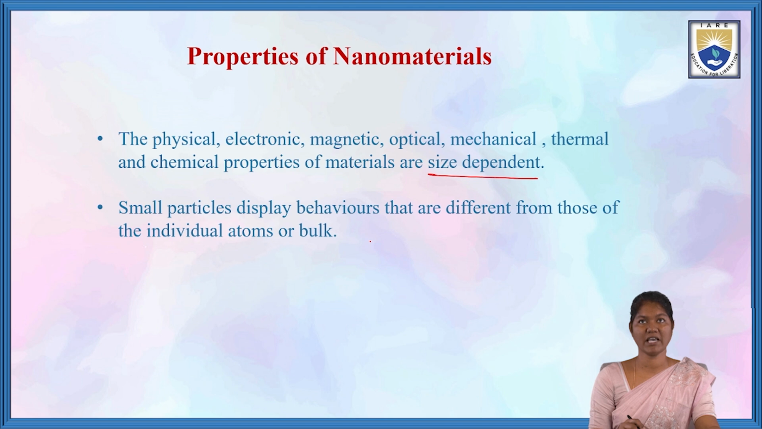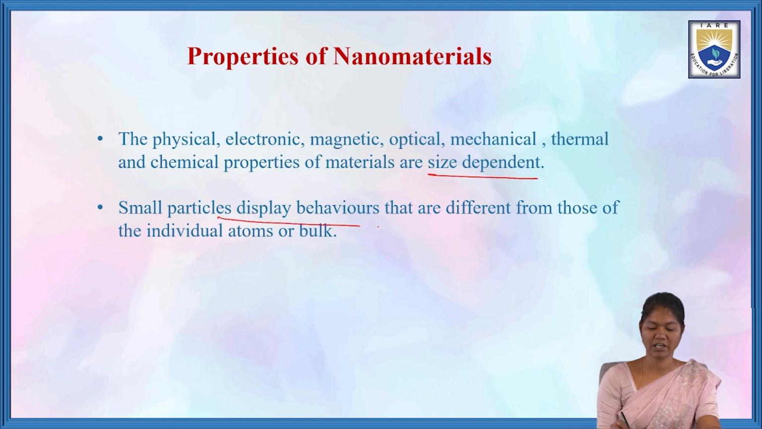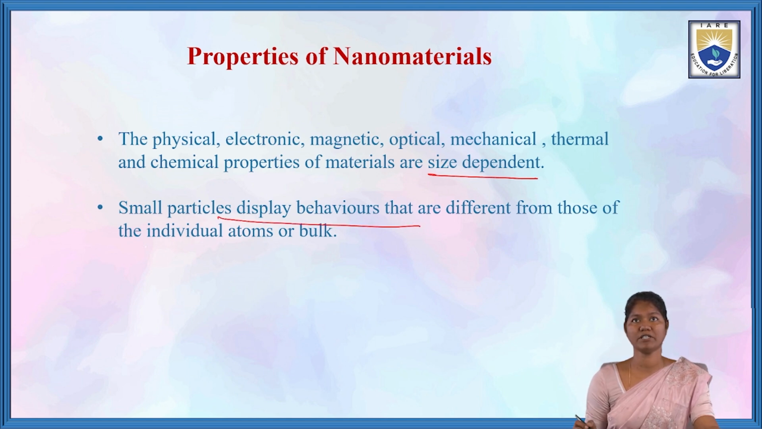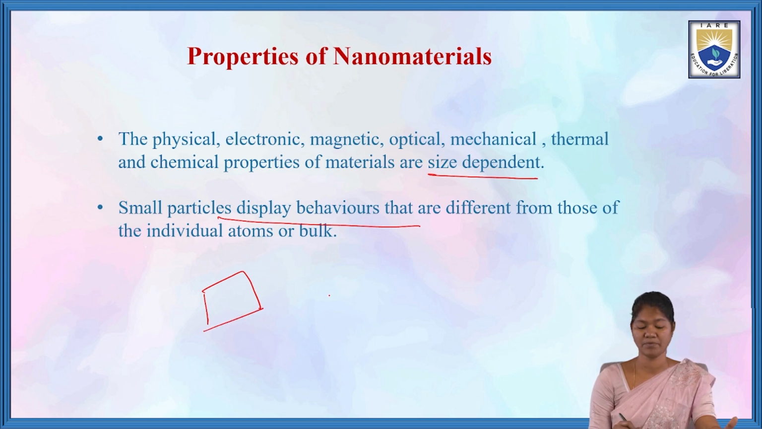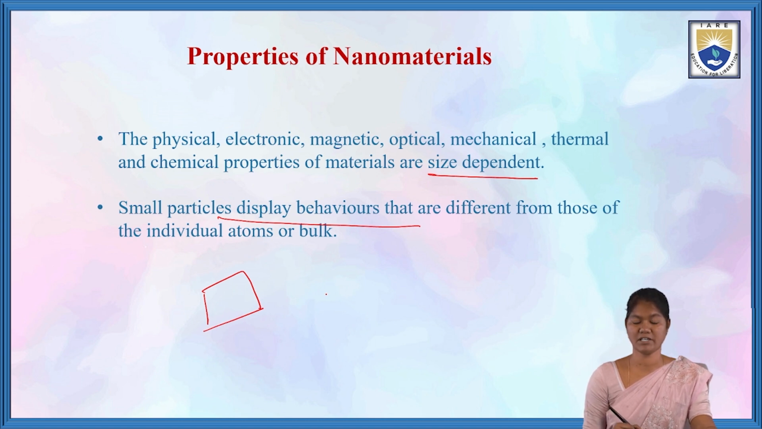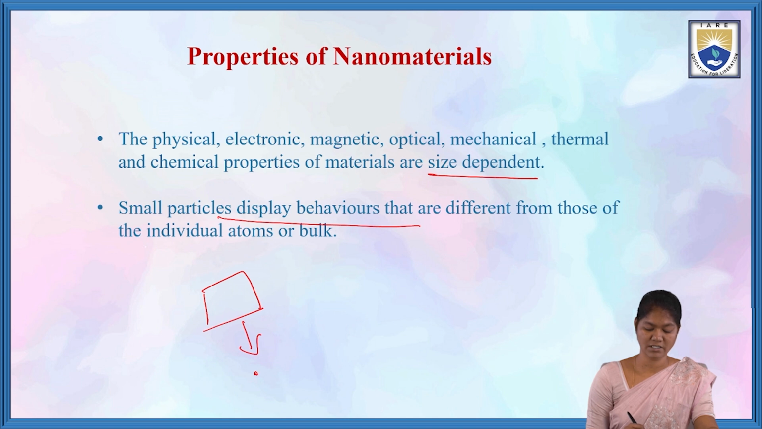Small particles display behaviors that are different from those of the individual atom or bulk. So small particles behave differently when compared to the bulk. We can fabricate nanomaterials from bulk to nano, or else from the bottom up. We can fabricate the nanomaterials from atom by atom to the nanoscale range of materials. So bulk to nano size, and individual atoms can be built up, and we can make nano sized particles.